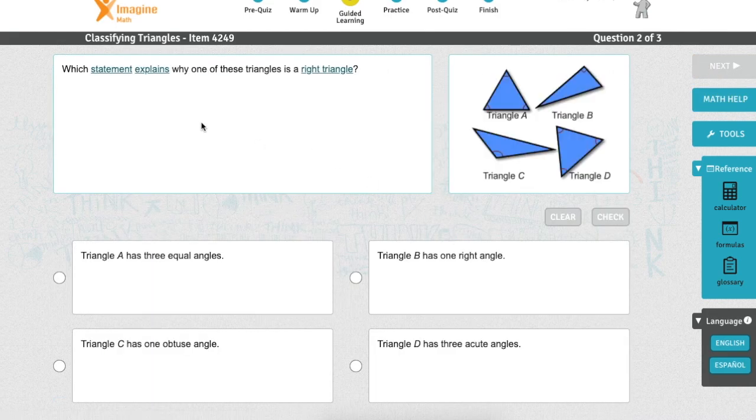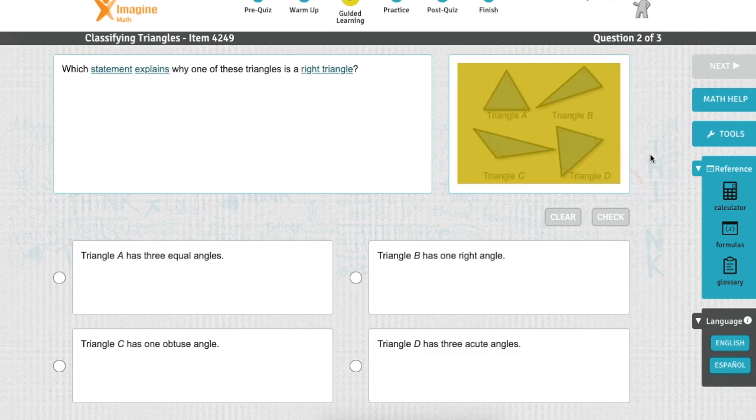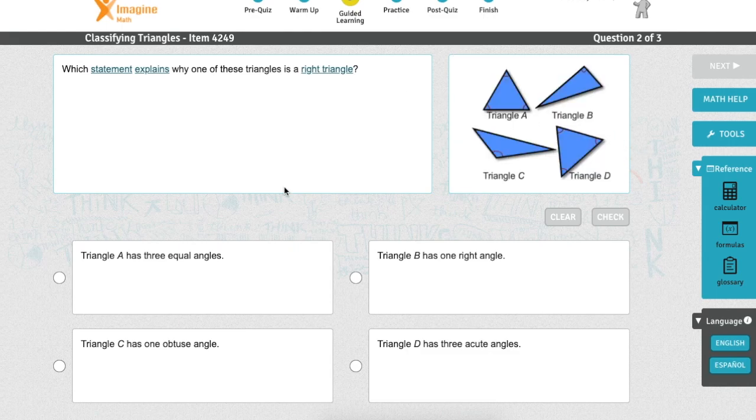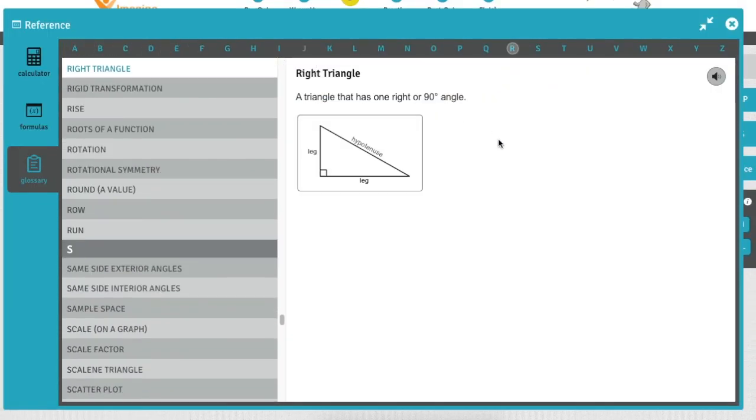So our next one here, it says, which statement explains why one of these is a right triangle? So I'm looking at these triangles, okay, right here. We've got our triangles, and I'm trying to figure out which one tells me it's a right triangle. Now, if I forgot what a right triangle is, again, the glossary is right here, and it says a triangle that has one 90-degree angle, okay, and we see that 90-degree angle with this little square in the corner.